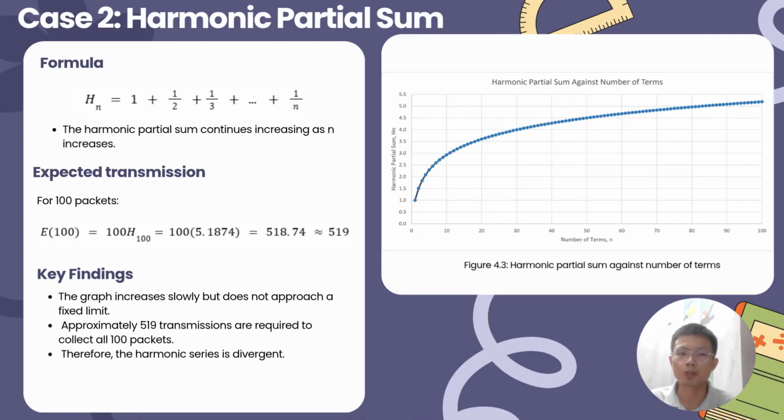For case 2, the graph shows the harmonic partial sum against the number of terms. It shows the partial sum continues to increase as the number of terms increases, although the increase becomes slower. It does not become flat and does not approach a fixed limit. For the real-life interpretation, about 519 transmissions are required on average to collect all the 100 unique packets. Therefore, the harmonic series is divergent. Overall, the graph shows the difference clearly. The convergent series approaches a stable limit, while the divergent series continues to increase without a fixed finite value.